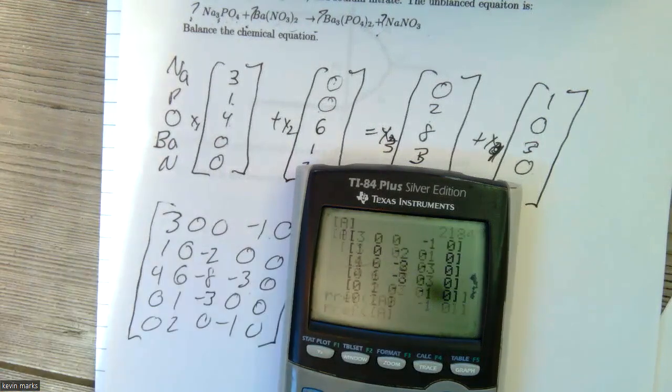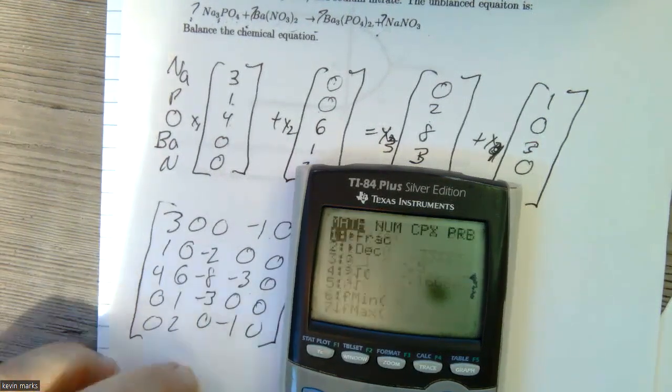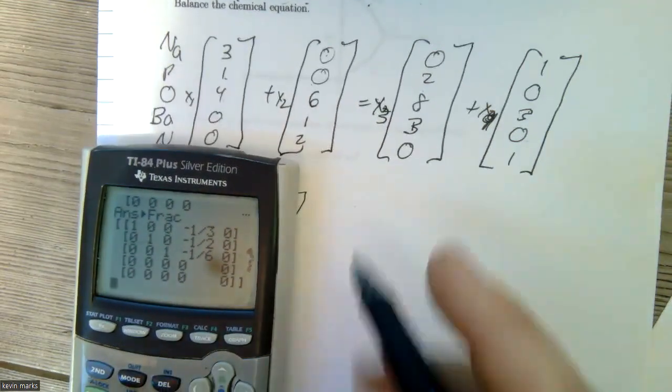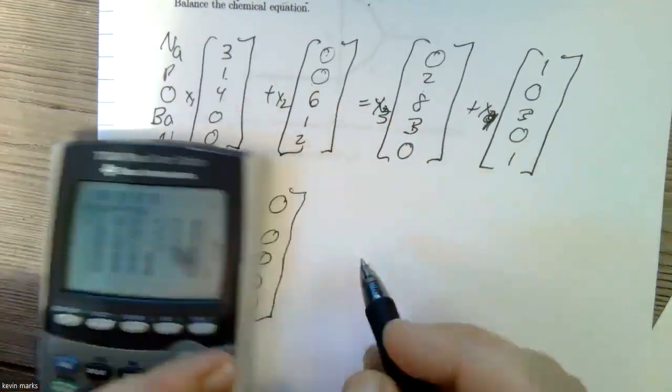All right. So if we row reduce that, it turns out again we got some nice fractions here. So basically, this is going to turn into, let's see it.